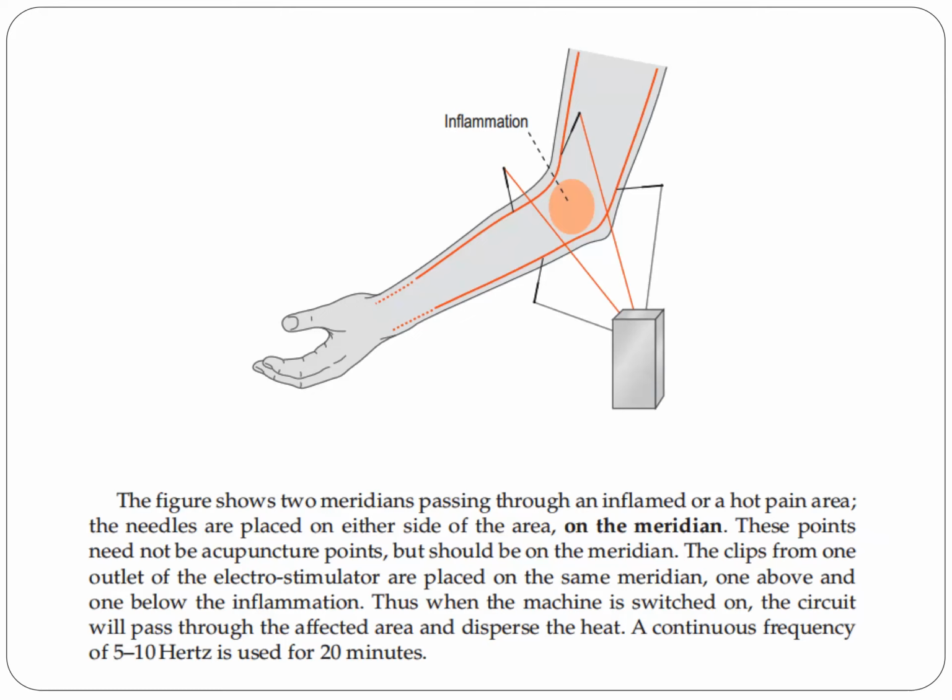So they are placed on the same meridian, one above and one below the inflammation. Parang pinalibutan mo kung saan may mga pamamaga. Thus, when the machine is switched on, the circuit will pass through the affected area and disperse. A continuous frequency of 5 to 10 Hz is used for 20 minutes. And electroacupuncture, i-disperse niya yung mga stagnation dyan na causes ng mga pamamaga. So, acupoint po yung ginamit.